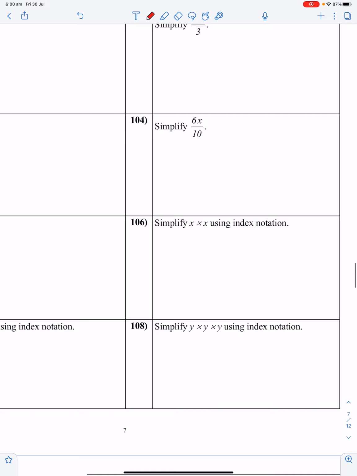Question 104. Divide, just using your regular fraction skills. Divide this by 2 and get 3. Divide this by 2 and get 5. And put the x back where it was.